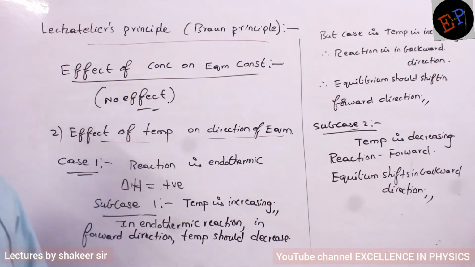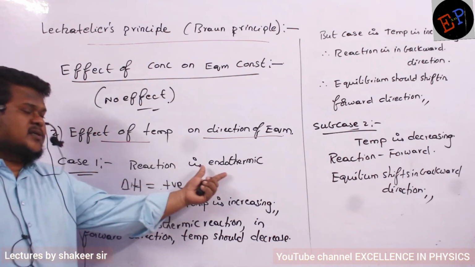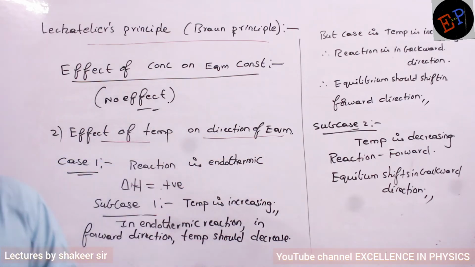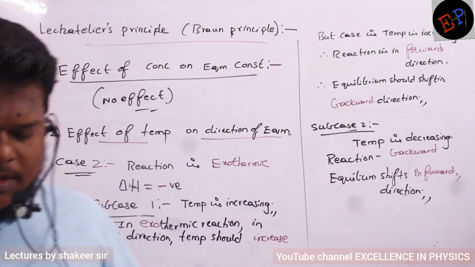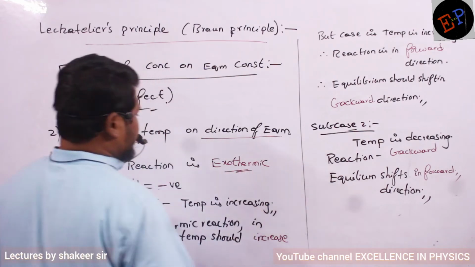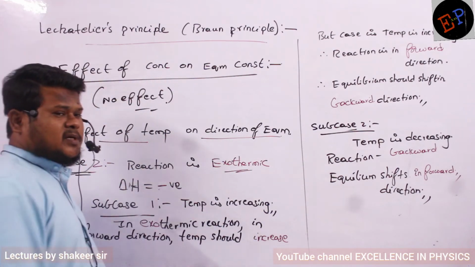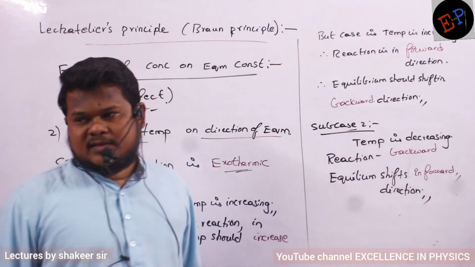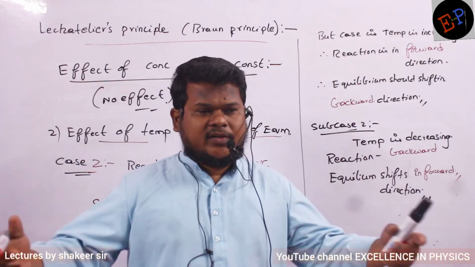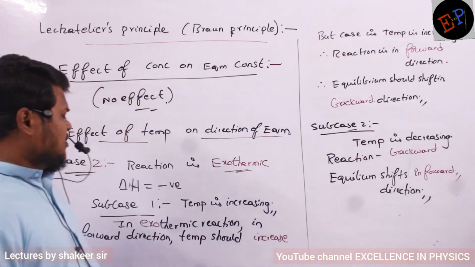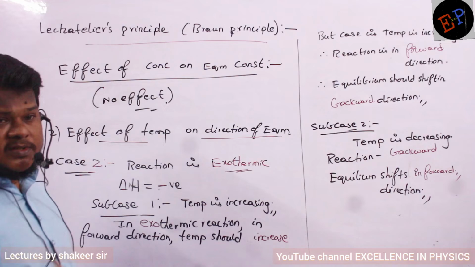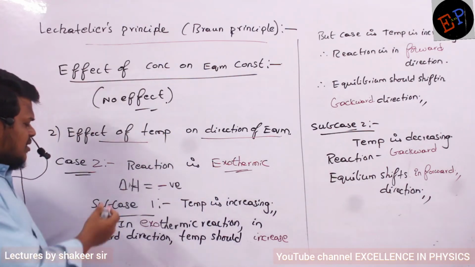Now, case number 2, can't you write? What is case number 2? The reaction is an exothermic reaction, and then can't you write again subcase number 1 and subcase number 2? Come on, write down. So, case number 2 is the reaction is an exothermic reaction. So, what is meant by exothermic reaction? It is releasing heat energy. As the reaction progresses, it releases heat energy. Releasing heat energy means the temperature of the system continuously increases. And because it is releasing heat energy, heat is going out of the system. Anything that goes out of the system is taken as negative in chemistry. So, delta H is negative.